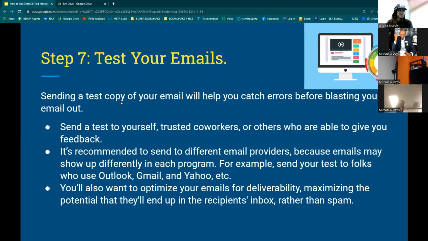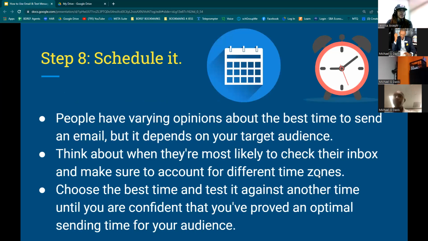There are opinions about the best time to send an email, but it depends on your target audience. There are some programs that will offer you the best time in which you can or should post. And you may even see that on Facebook or Instagram, where they will ask, when is your audience most active on social media? Next, think about when they're most likely to check their inbox, and make sure to account for different time zones.